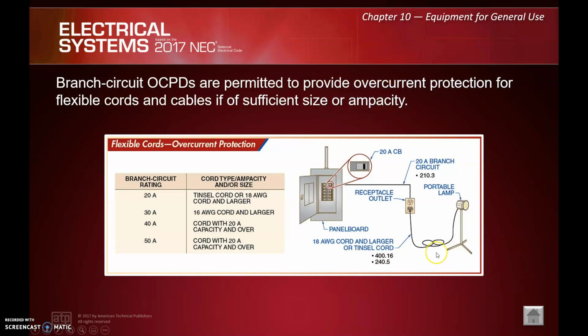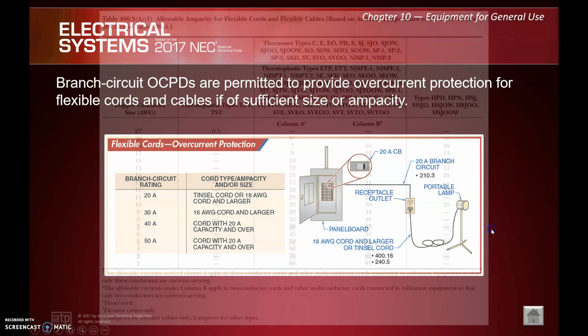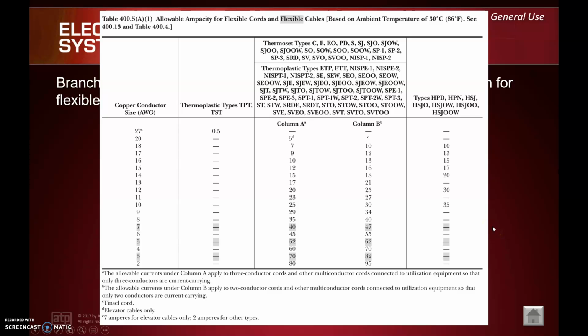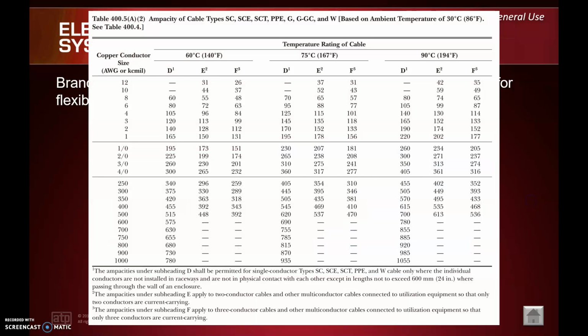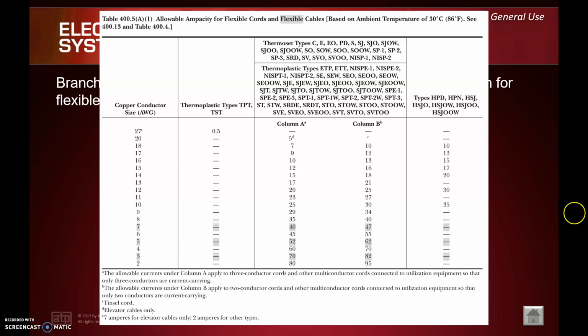Branch circuit overcurrent protection devices are permitted to provide overcurrent protection for flexible cords and cables. To do that, we're actually referencing a couple tables in our NEC, the first of which is 400.5A1, and I'll flip back to this here, but then the second is 400.5A2. So the big thing to notice here is you have your conductor size over here. You have all these different cable types, or cord types, I should say. And now here we're dealing with column A and column B on this table. Column A applies to 3 conductor cords where only 3 conductors are current carrying. Column B is for when there's only 2 conductors that are current carrying.